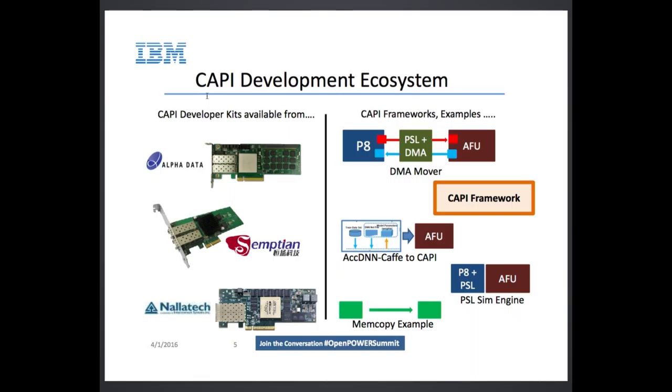And all of these can be found, again, on that ibm.biz/powercapi website. The CAPI framework is an open framework created by a set of people out of Europe. We have a Caffe to CAPI translation that came out of our Beijing lab. And the PSL simulation engine, of course, has been there, and our memcopy example code. These are all out there to help drive the ecosystem and be a set of tools that you can use right out of the gate.